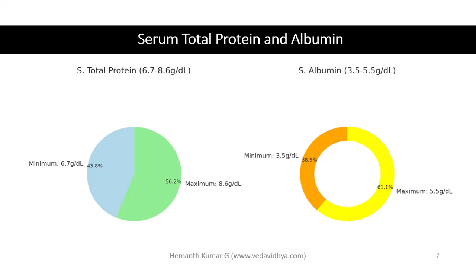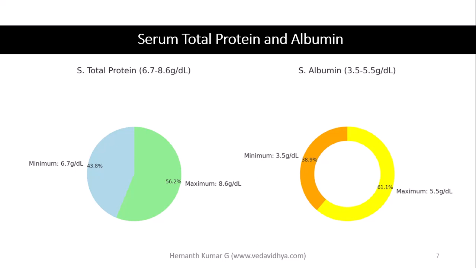High levels of total protein might be seen in conditions like dehydration or chronic inflammatory or infectious diseases, which lead to increased production or decreased clearance of proteins. Let me repeat, high levels of serum total protein might be seen in conditions like dehydration or chronic inflammatory or infectious diseases, which lead to increased production or decreased clearance of proteins.